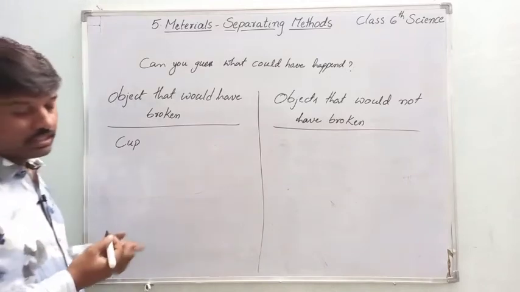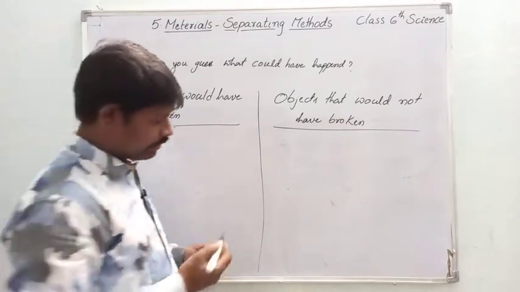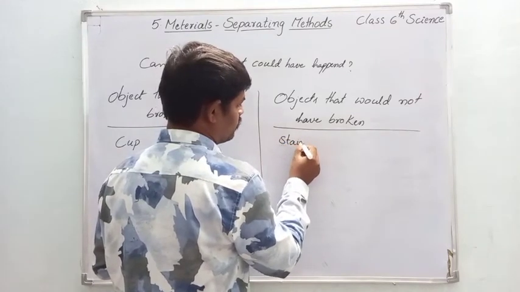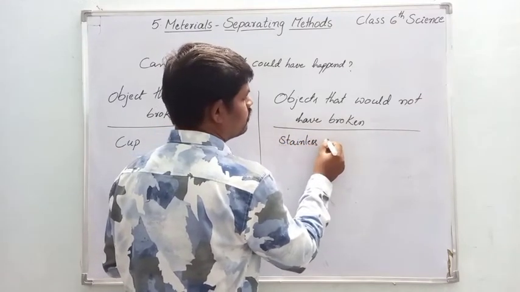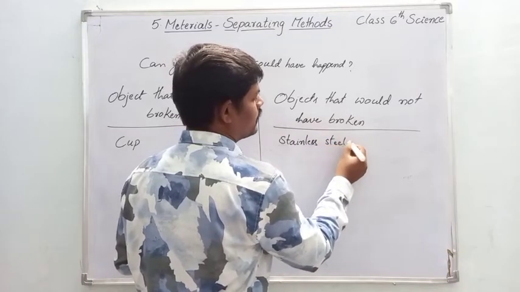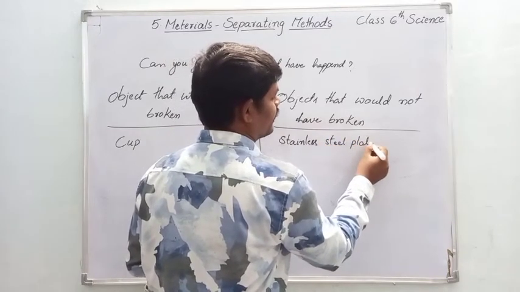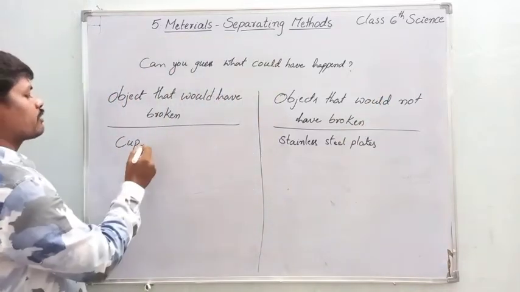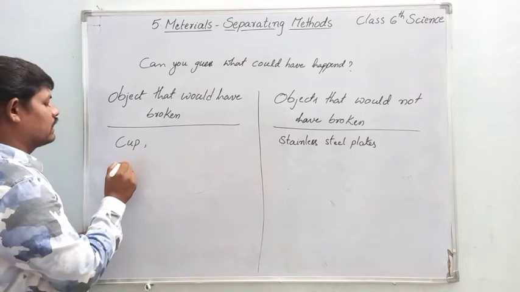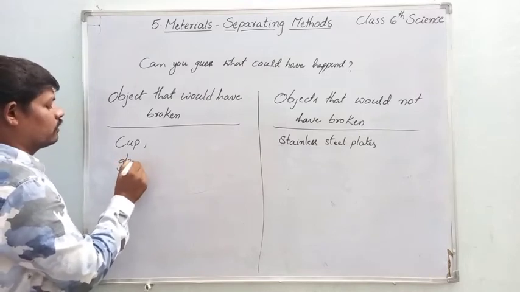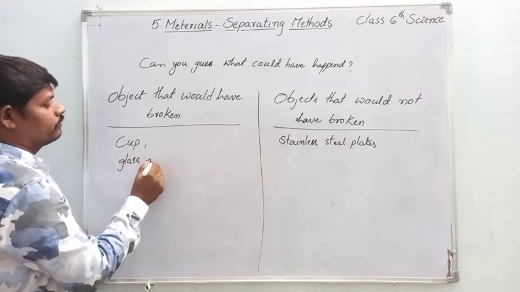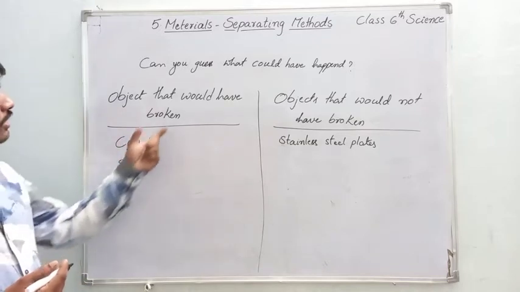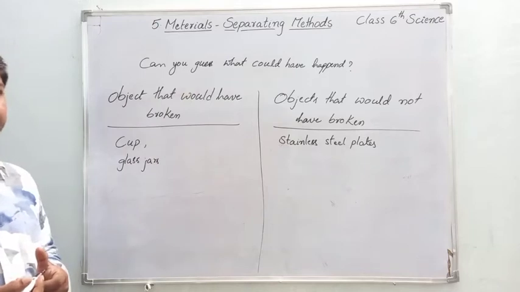And this side, stainless steel plates. Stainless steel plates that would not have broken. So you can also add some here, glass jars. Glass jars would have broken.